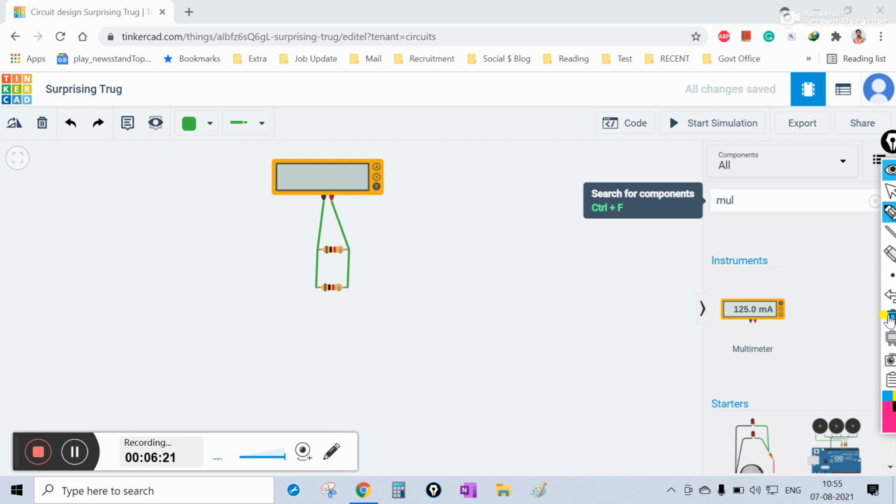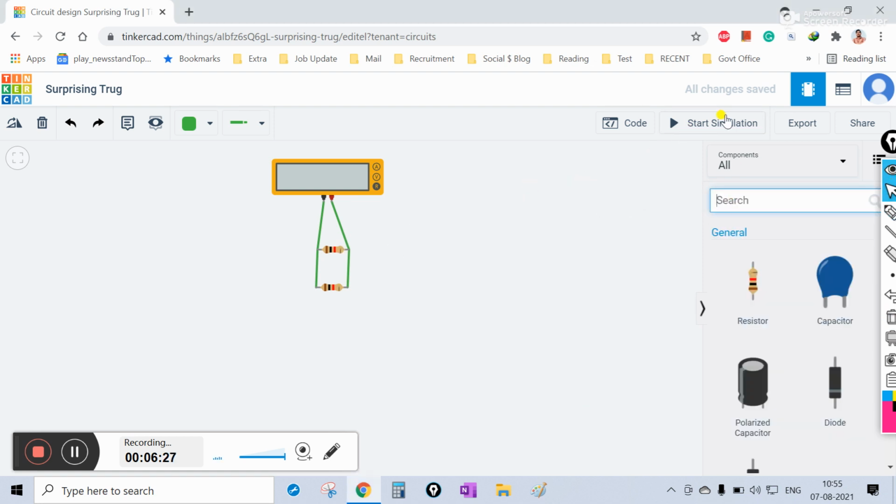So we will check now in the circuit what will happen. Now if I start simulating, it should show 500 ohms. Let's try. Now you can see our circuit was correct, and you can see practically that theoretically and practically both are the same. So I hope you have understood this concept.